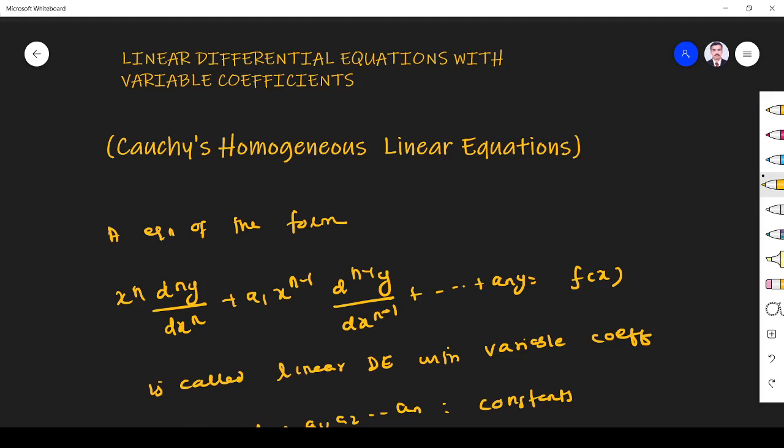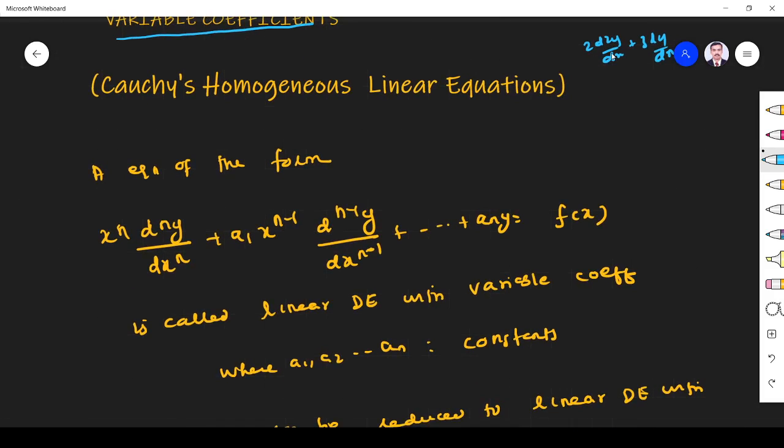Hi friends, in this video we see linear differential equations with variable coefficients. The other name is Cauchy's homogeneous linear equations. The main thing is that the differential equation has variable coefficients. So far we studied differential equations like 2 d squared y by dx squared plus 3 dy by dx, but here the coefficient is not constant like 2 or 3.